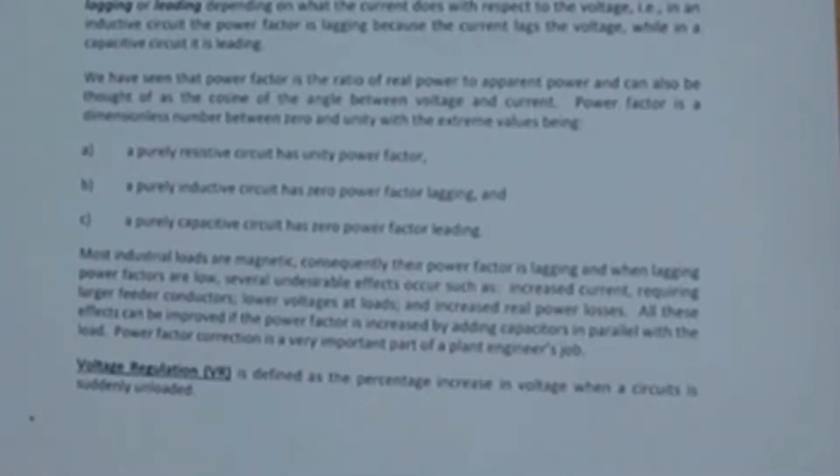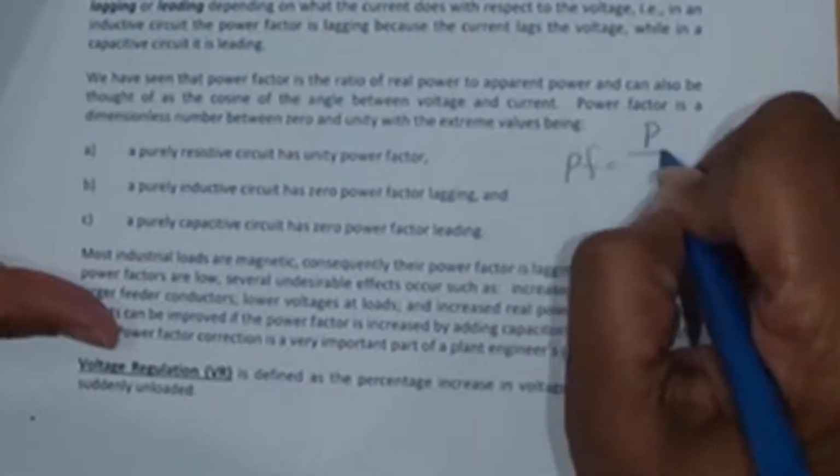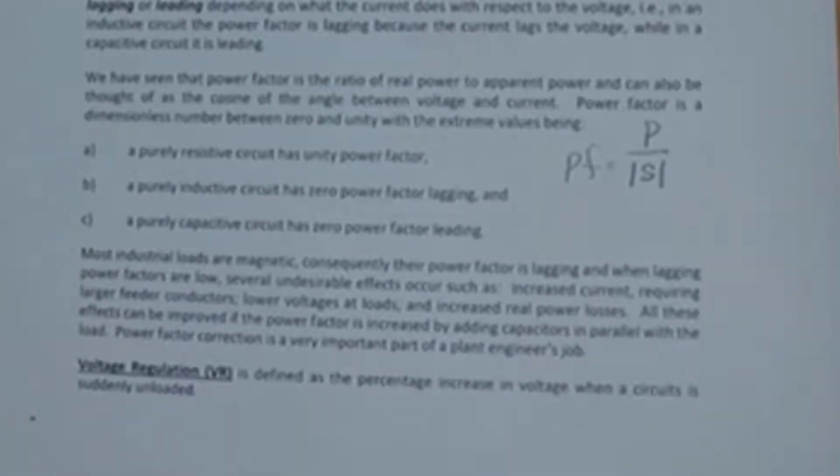For example, in an inductive circuit, the power factor is lagging because the current lags the voltage, while in a capacitive circuit, the current leads the voltage. We have seen that the power factor is the ratio of the real power to the apparent power, and can also be thought of as the cosine of the angle between the voltage and the current. Power factor is a dimensionless number between 0 and unity, with the extreme values being: a purely resistive circuit has unity power factor, a purely inductive circuit has 0 power factor lagging, and a purely capacitive circuit has power factor leading. Is it 0 though?